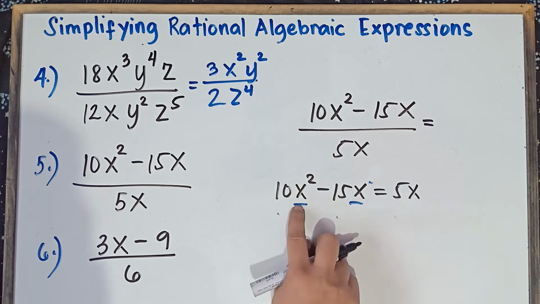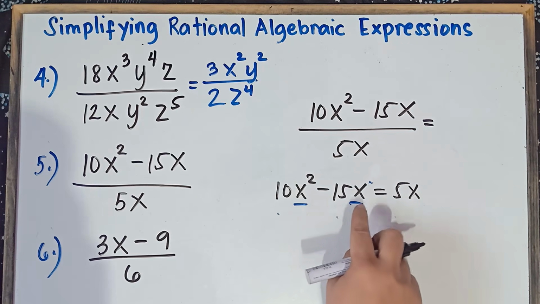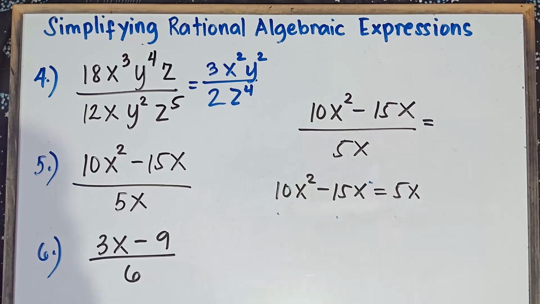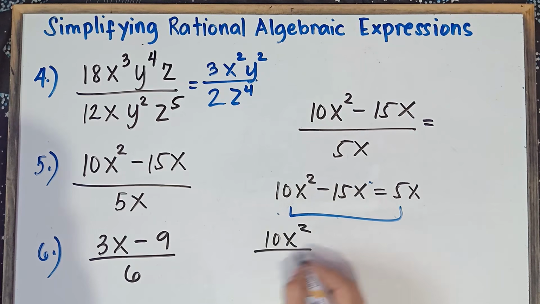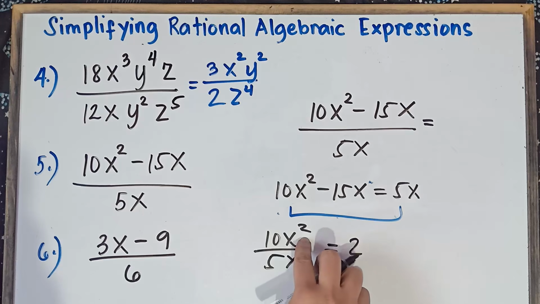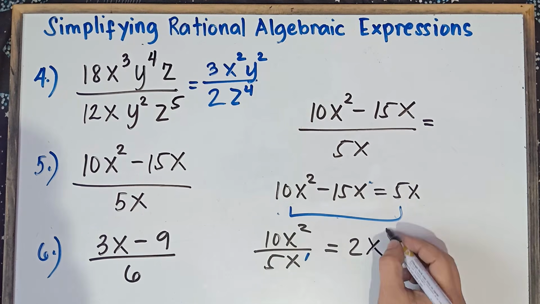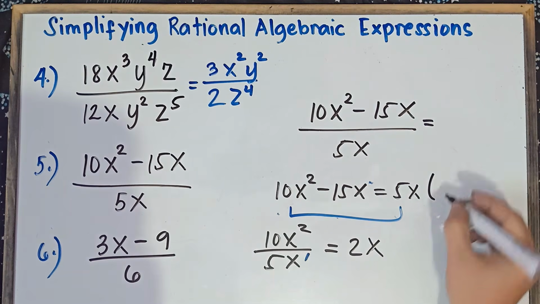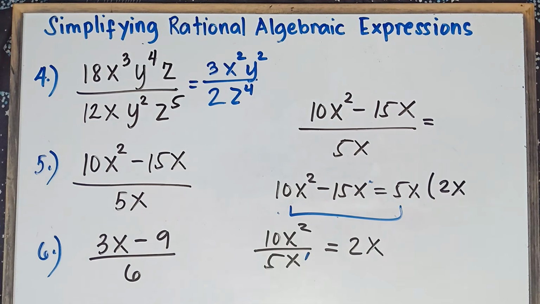And then for the variable, select the variable with the least exponent. So that would be x. And then simply divide this one. 10x squared divided by 5x. 10 divided by 5 is 2. X squared divided by x, that would be x. Simply subtract the exponent. 2 minus 1, that would be 1. That would be 2x raised to the power of 1, or that would be equal to 2x. So, open parentheses and then 2x.